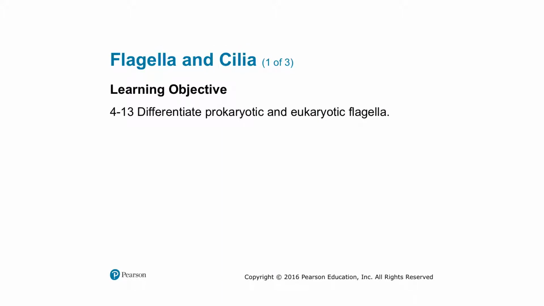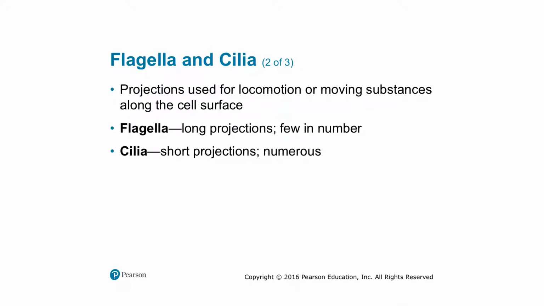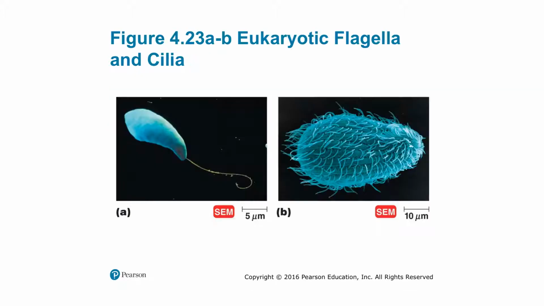So our learning objective for this next section is to learn about flagella and cilia. Flagella and cilia are projections used for locomotion or moving substances along the cell surface. Generally, flagella are long projections, and they're going to be very few in number. Cilia are going to be short projections, and they're going to be very numerous.